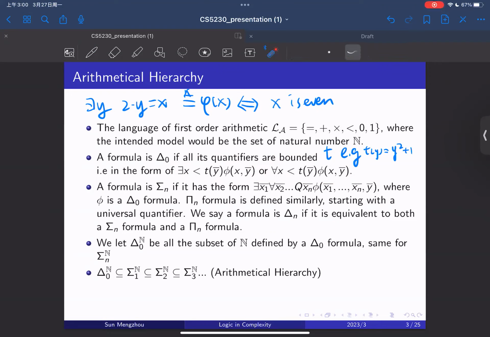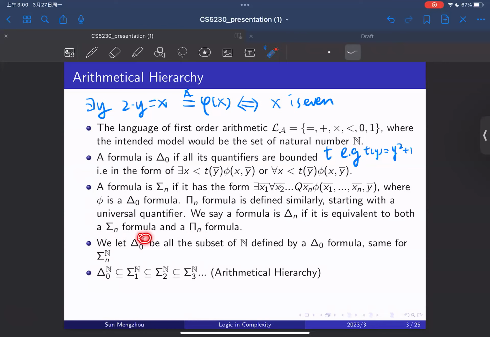And next, we shall define sigma n formula. We say that the formula is sigma n if and only if it is in this form, where phi is a delta zero formula, and it starts with an existential quantifier and has alternating quantifiers. Similarly, we can define a pi n formula, which is basically the same, but we start with a universal quantifier. And we say that the formula is delta n if and only if it is equivalent to both a sigma n formula and a pi n formula.